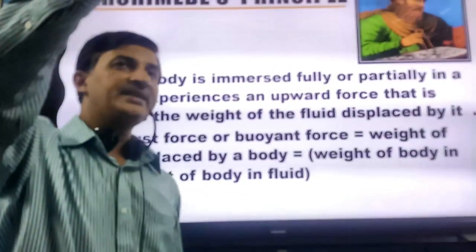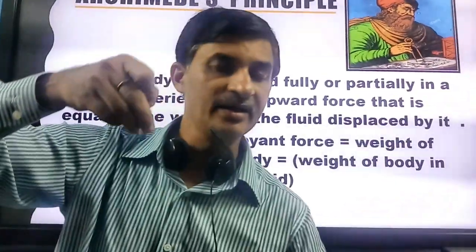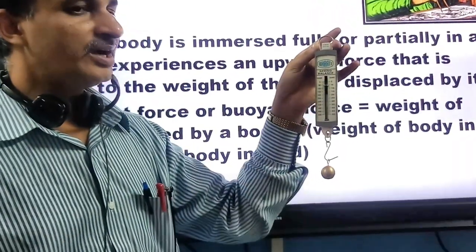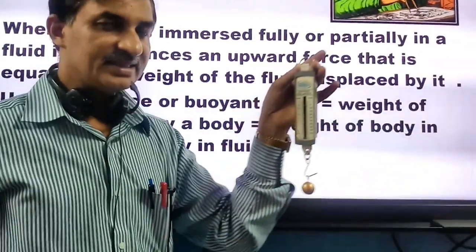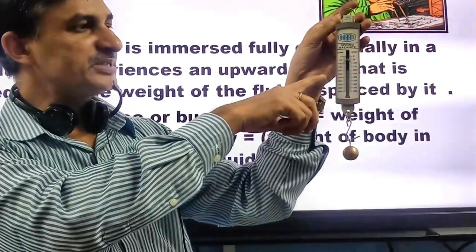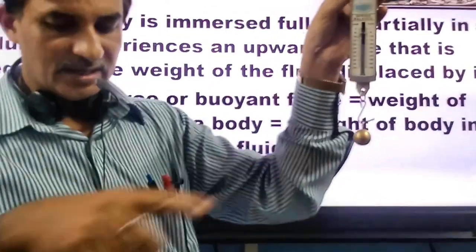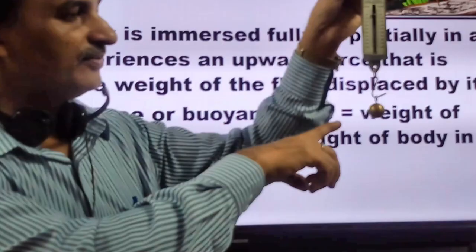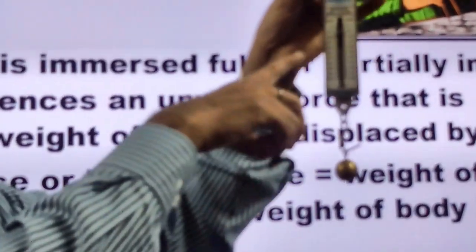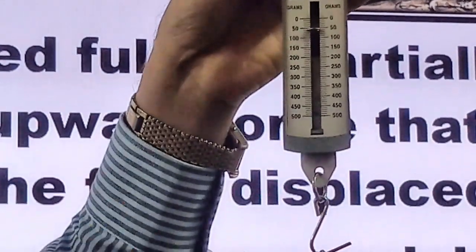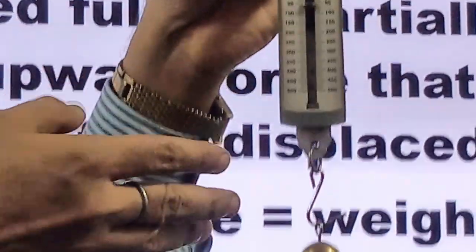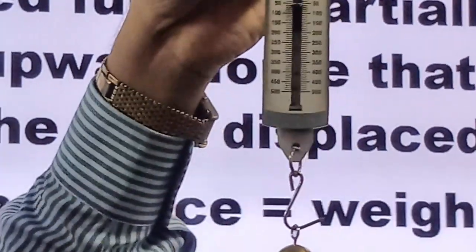If we take a body in air, by doing a simple activity, we can verify Archimedes principle. In this activity, we are using one spring balance, a metal ball, a beaker which is completely filled with water, and a weighing machine. Initially, we take the weight of this metal ball in air. This is its real weight, because buoyant force due to air is negligible, so it is considered as real weight.